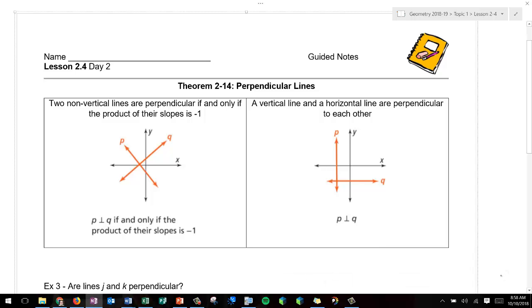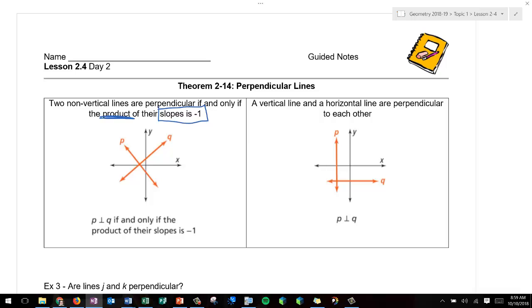So if we look at our theorem here on perpendicular lines, it says that two non-vertical lines, so it's that same comparison you guys saw last night with non-vertical and vertical. Non-vertical lines are perpendicular only if their slopes multiplied together, the product of their slopes, is -1. So when I multiply my two slopes together, you're going to have to multiply some fractions. The product would equal -1. That's the big key here.